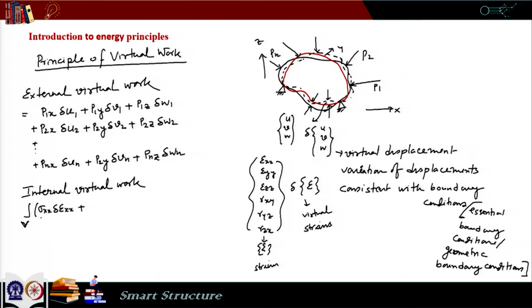So, we take normal stress along x and multiply with the corresponding virtual strain. Similarly, normal stress along y multiplied with the corresponding virtual strain, plus normal stress along z multiplied with the corresponding virtual strain, and then the corresponding shears.